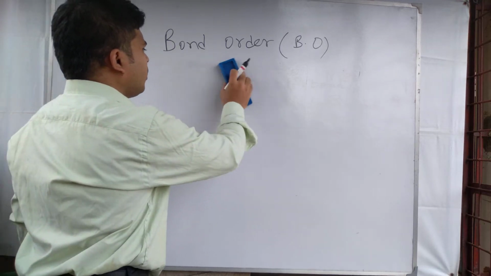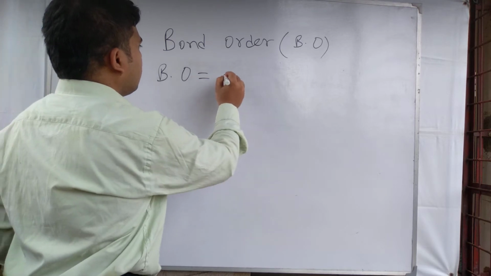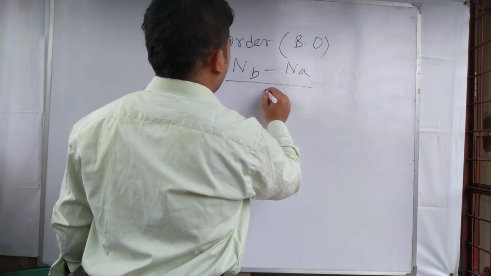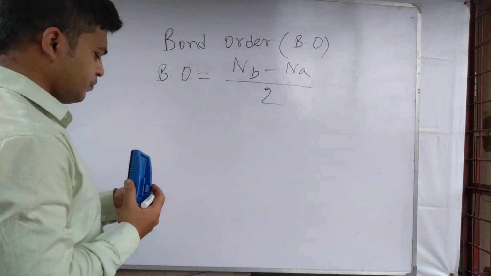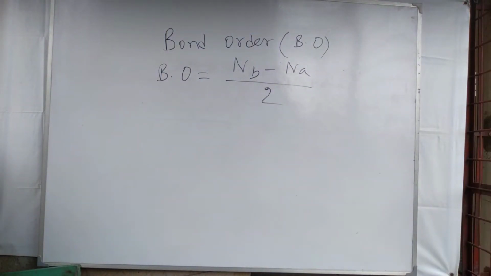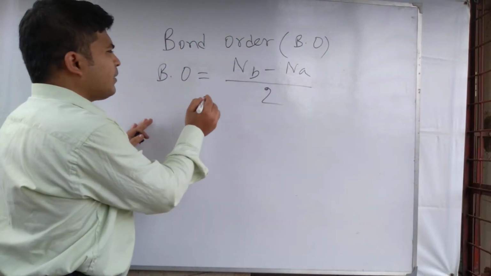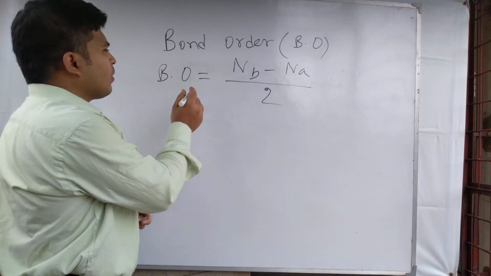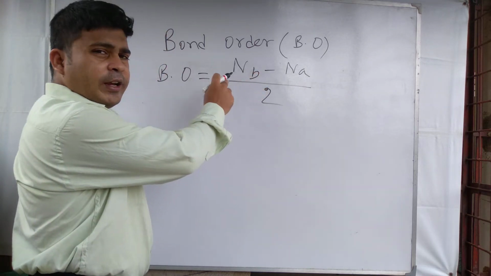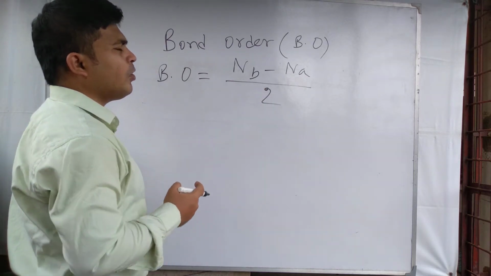Now, how can we calculate the bond order? Bond order is calculated by the formula (Nb minus Na) by 2. As we see, the bond order is calculated by the formula (Nb - Na)/2. It is the number of bonding electrons minus the number of antibonding electrons, divided by 2. It is the formula for calculating bond order.